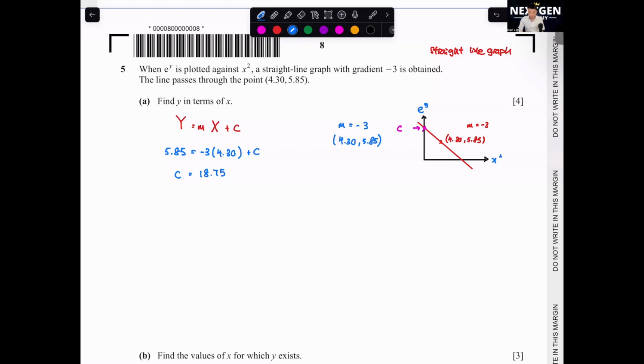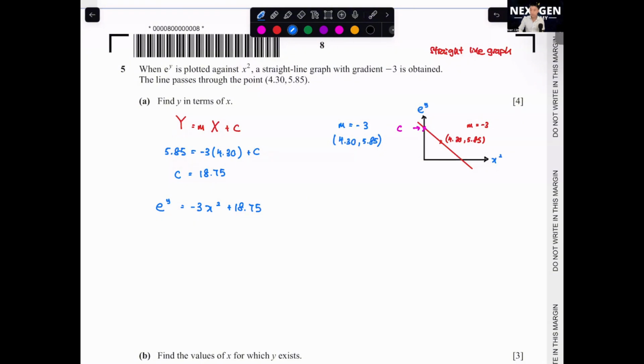What is the common mistake for this first part? I sometimes see students change to e to the power of y and x squared already. Whenever you find your m or c value, for this question they already give the m value, so you just need to find c. You don't go and change to the big X and big Y first. Just leave it as X and Y. Only then do you change your equation: e to the power of y equals -3x squared plus 18.75. So step 1, when you find your m and c value, don't change to e to the power of y and x squared yet.